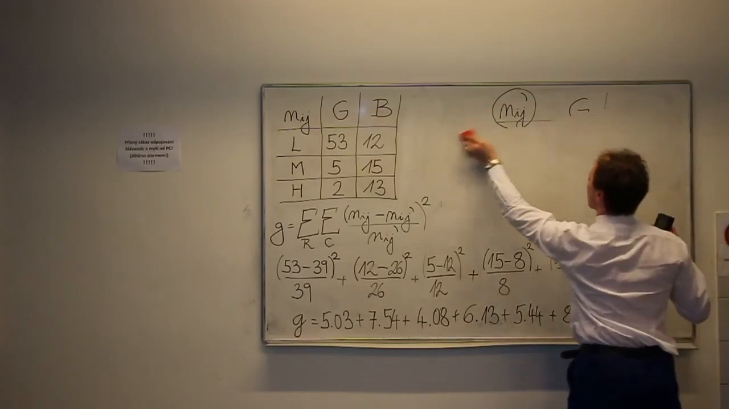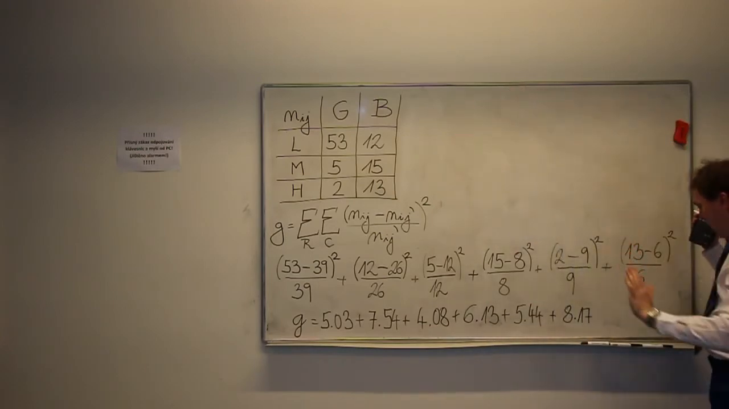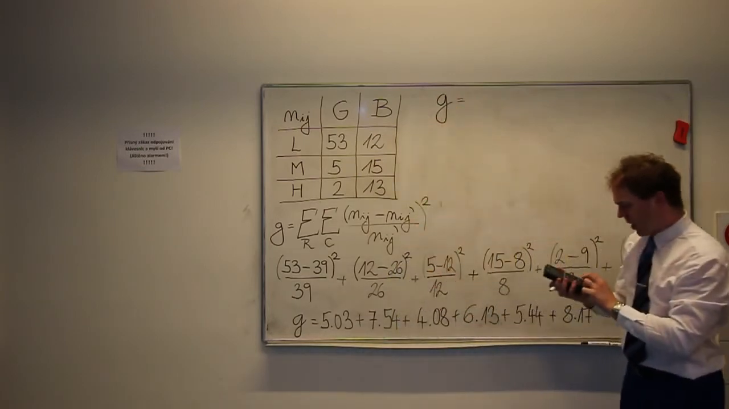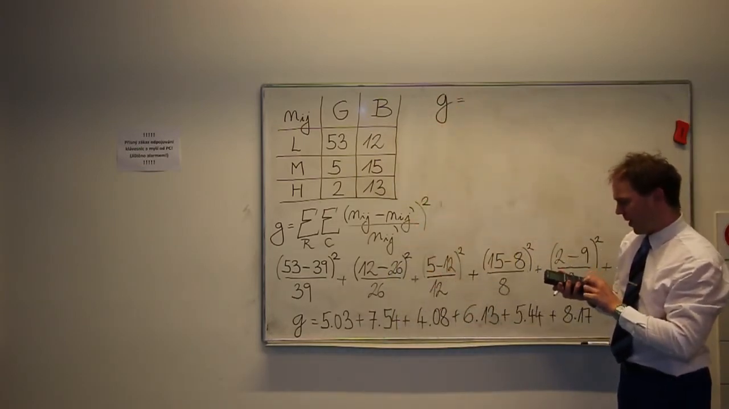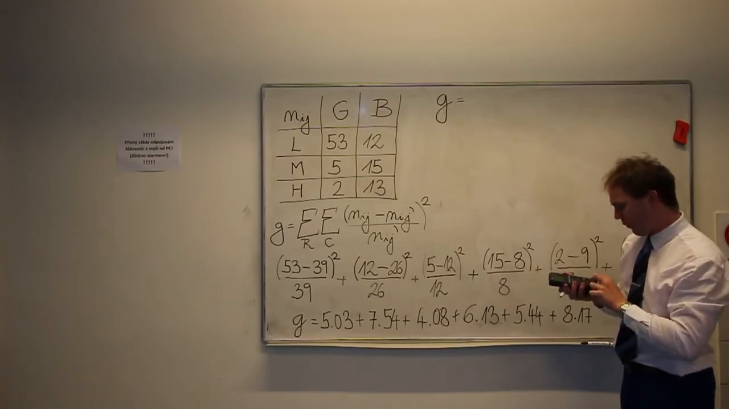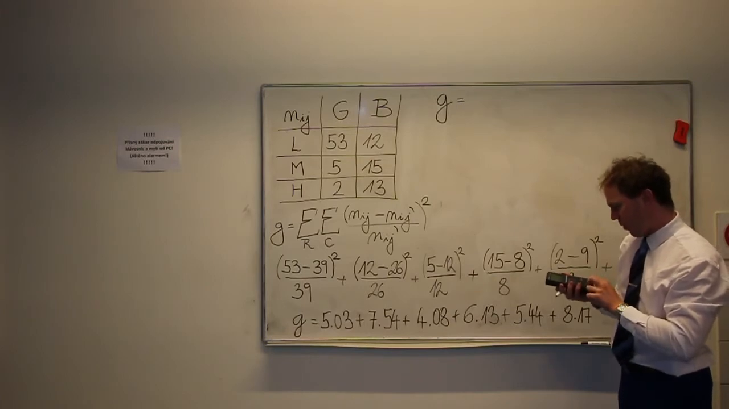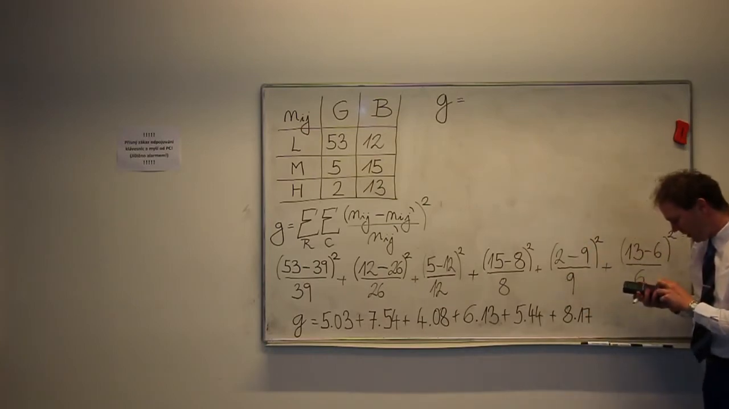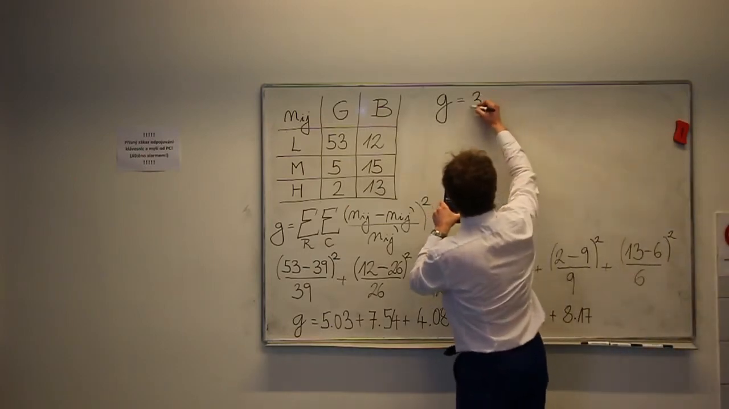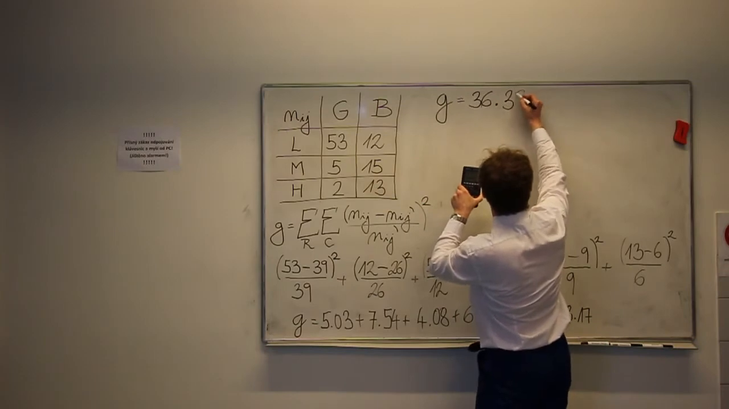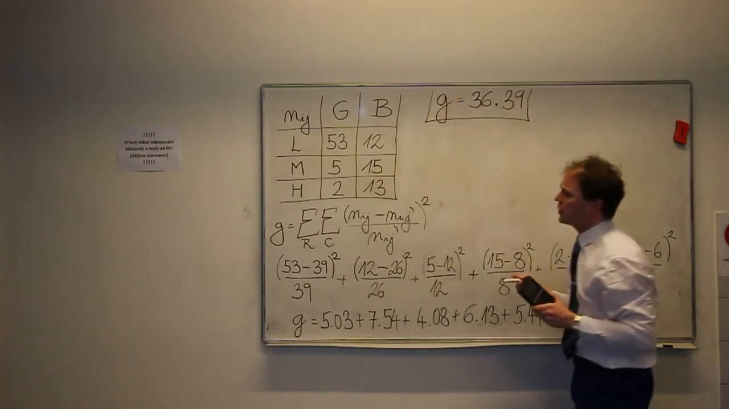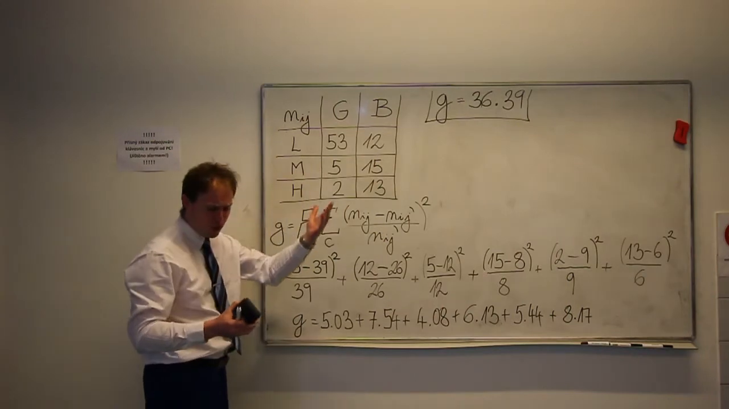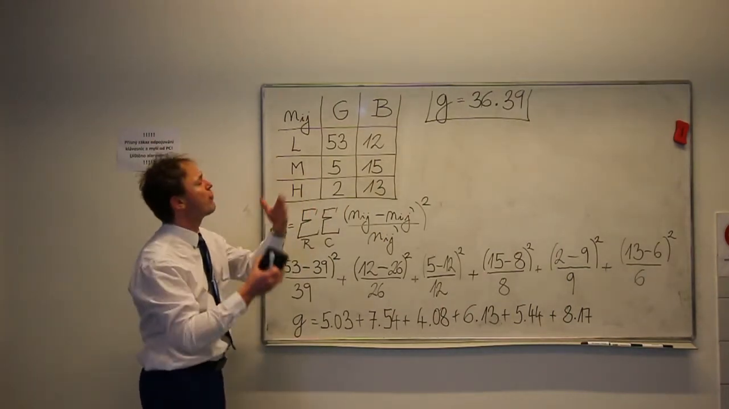So I will delete this theoretical table because we need a lot of space. The value of G will be written here. So 5.03 plus 7.54 plus 4.08 plus 6.13 plus 5.44 plus 8.17. So the result should be 36.39. This is the value of G. The G is a special statistic. We will use this statistic also later in the future, in different analyses.